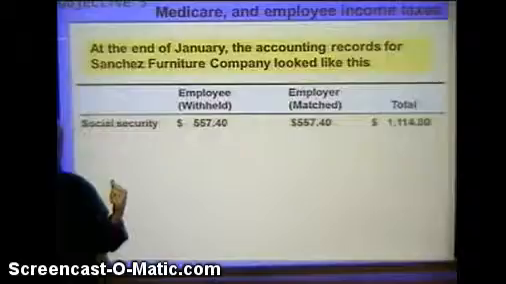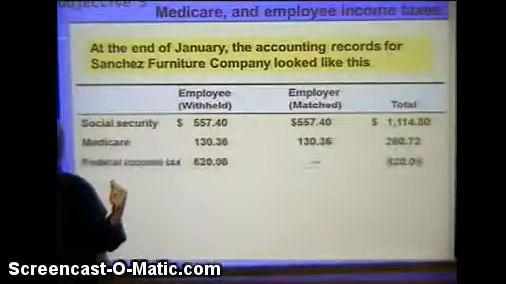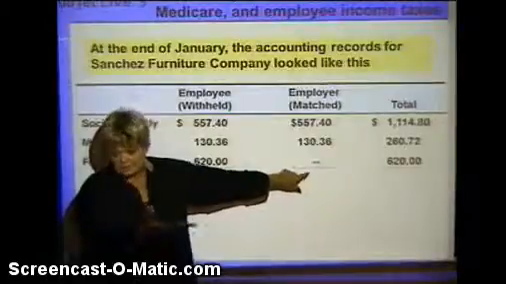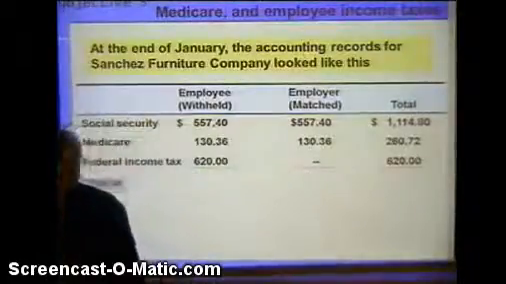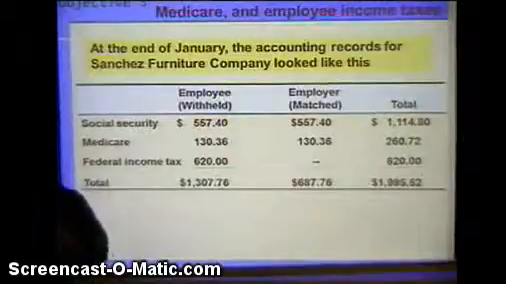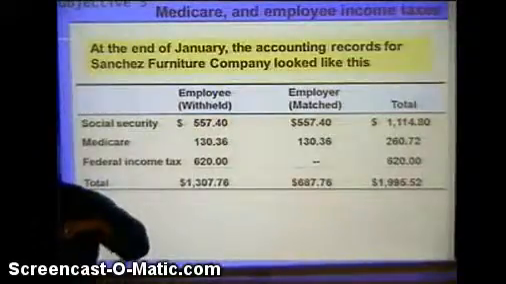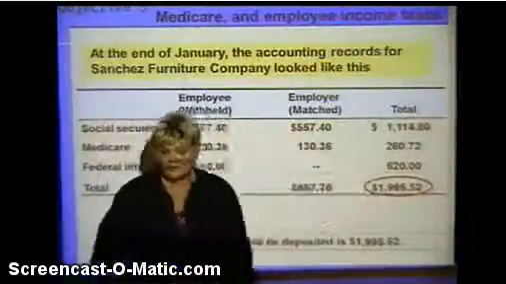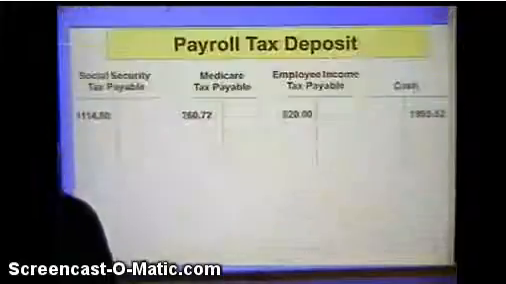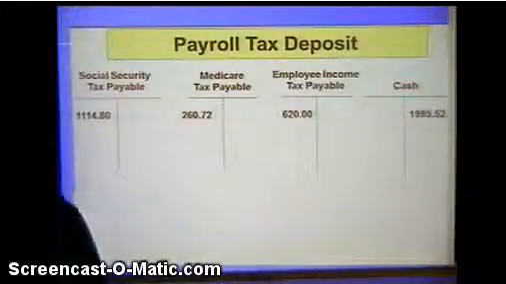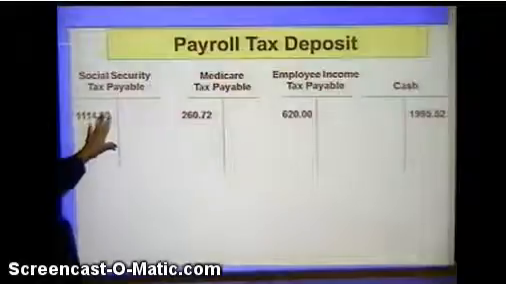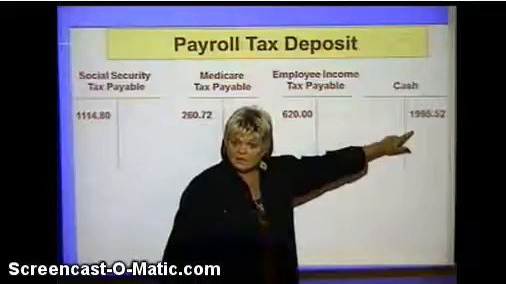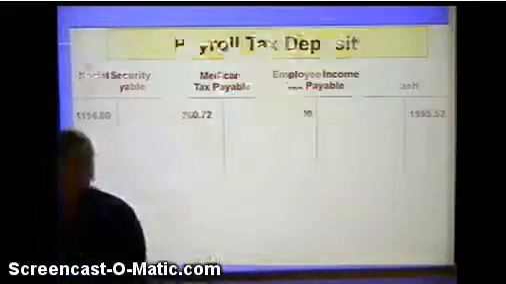All right, so withheld, matched, total: Social Security, Medicare, federal income tax. Of course, the employer does not match the federal. That's the person's responsibility. And so then it shows us a total of how much we would have to submit to pay. Add it together, all those payables, and that's how much we have to submit to the government. Okay, so if we make it a deposit, we show a debit to each one of our payables when we have it set up, and then we show the credit goes to cash.